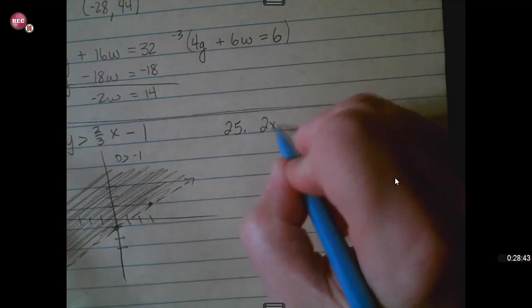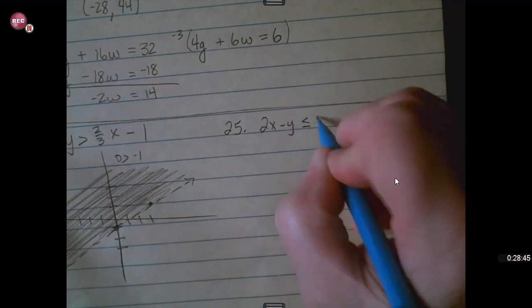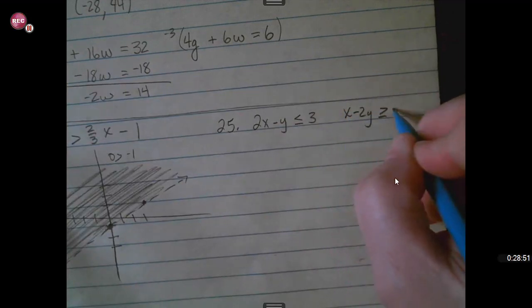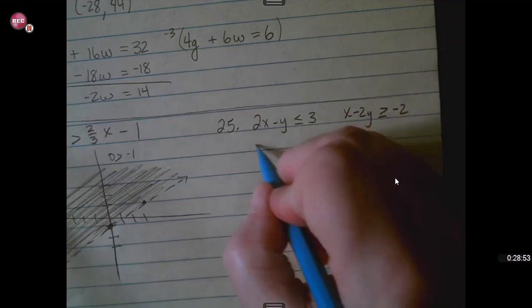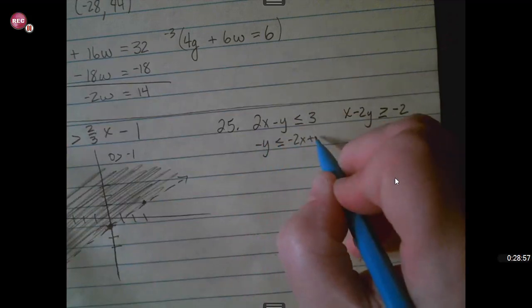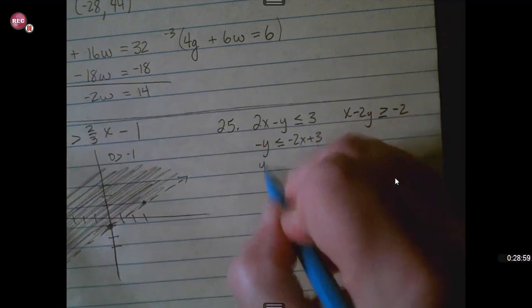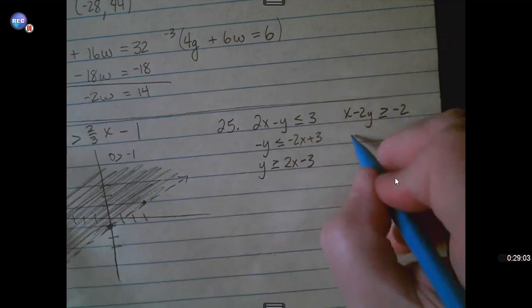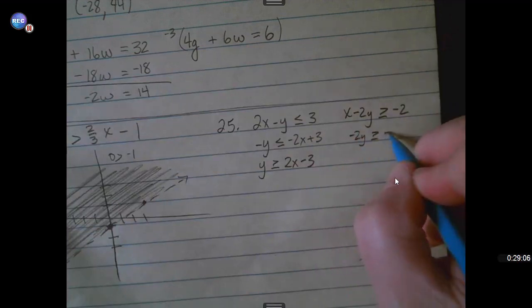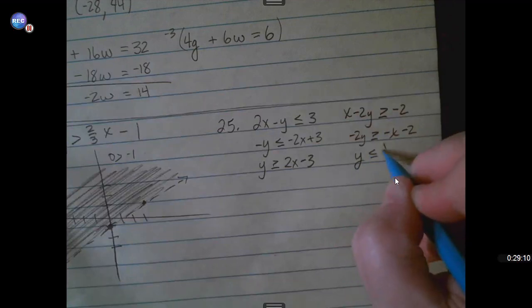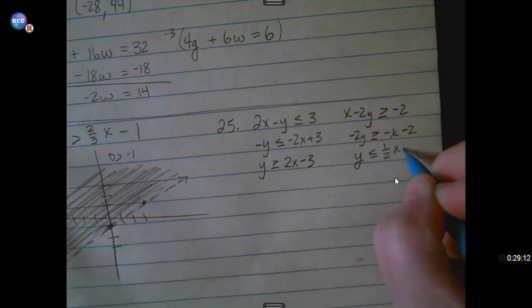2x minus y is less than or equal to 3, and x minus 2y is greater than or equal to negative 2. So again, I'm going to change these to slope-intercept form, and I get y is greater than or equal to 2x minus 3, and over here I get y less than or equal to 1/2 x plus 1.